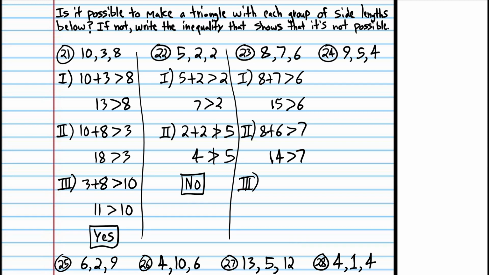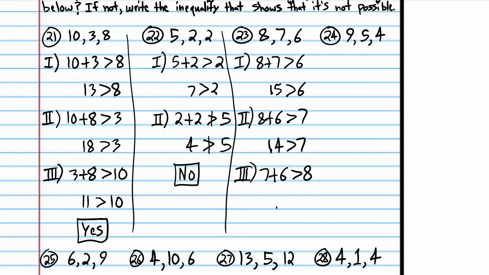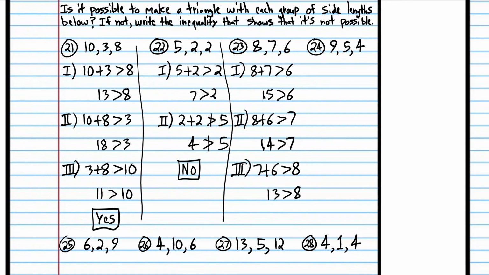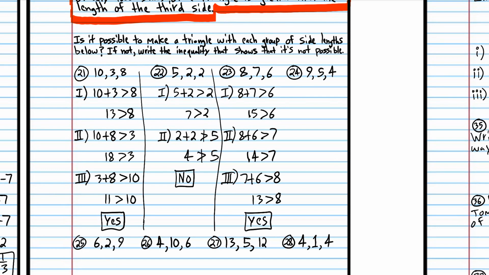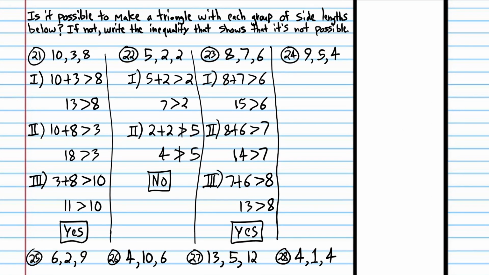And what do we have left? We have 7 plus 6. That must be greater than the third side, 8. 7 plus 6 is 13, and 13 is greater than 8. So all of the inequalities work the way they're supposed to work. So can we make a triangle out of these sides? Yes, we can. So again, this stuff is not too bad. It's pretty easy.